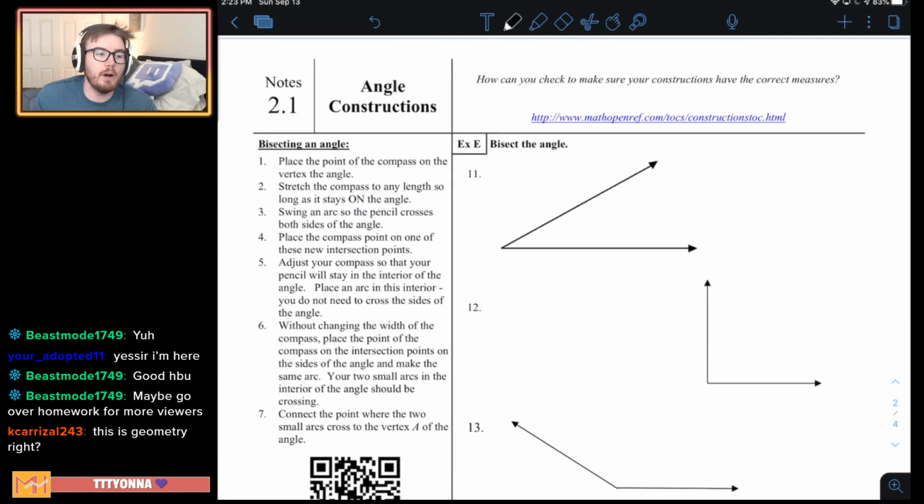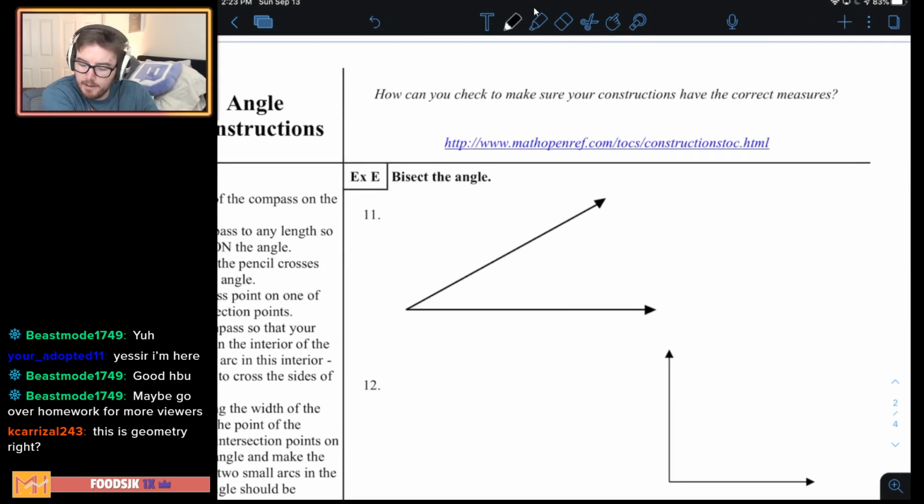Let's talk about bisectors. And I'm going to pull up this link here. mathopenref.com/constructions. 404 not found. Let me type it one more time. Got it. Okay.